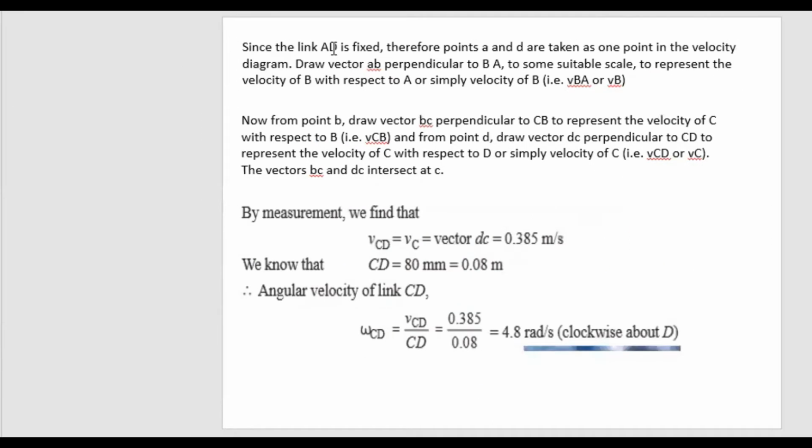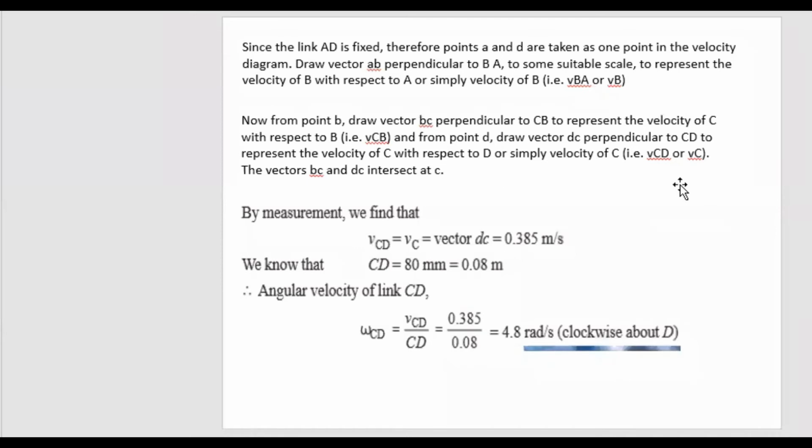Since the link AD is fixed, now we'll see how to draw that. Since the link AD is fixed, therefore points A and D are taken as one point in the velocity diagram, because they are fixed, as I told you. Draw vector AB perpendicular to BA. So the velocity vector is always going to be perpendicular to the link, right? Take some suitable scale according to your space on the paper, you can't go for another paper, to represent the velocity of B with respect to A, or simply velocity B. A is a fixed point.